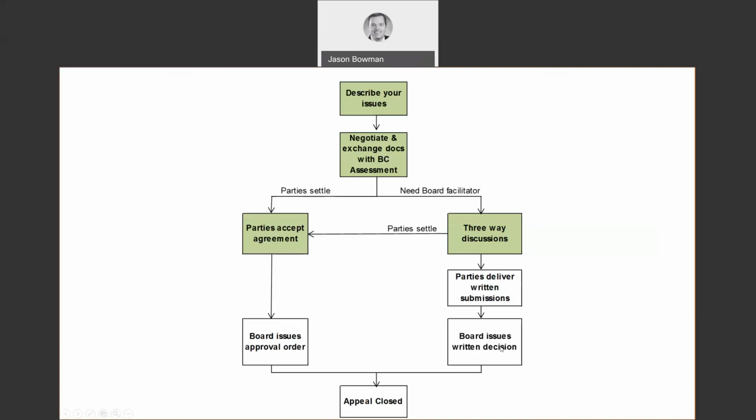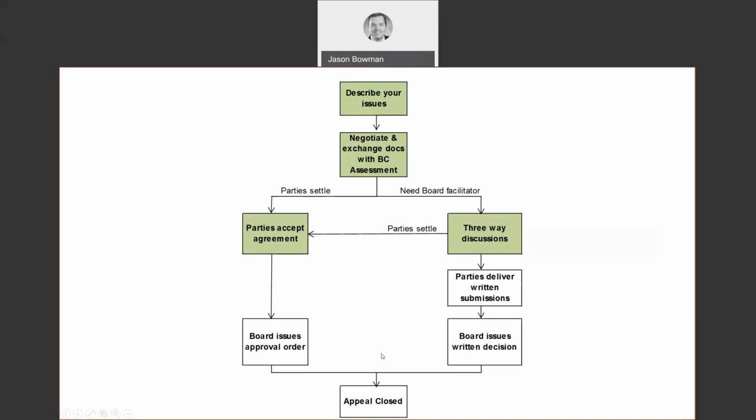The board will issue a written decision, and then the appeal is closed. Alternatively, if the parties accept an agreement, the board does need to approve any agreements. So we would issue an approval order, and then the appeal is closed.